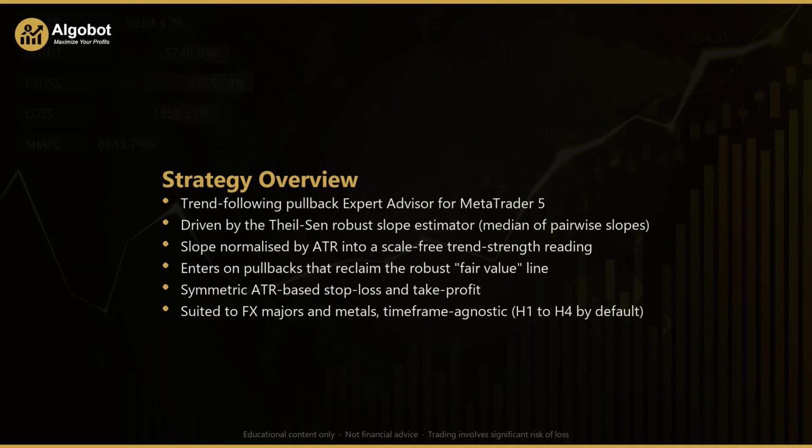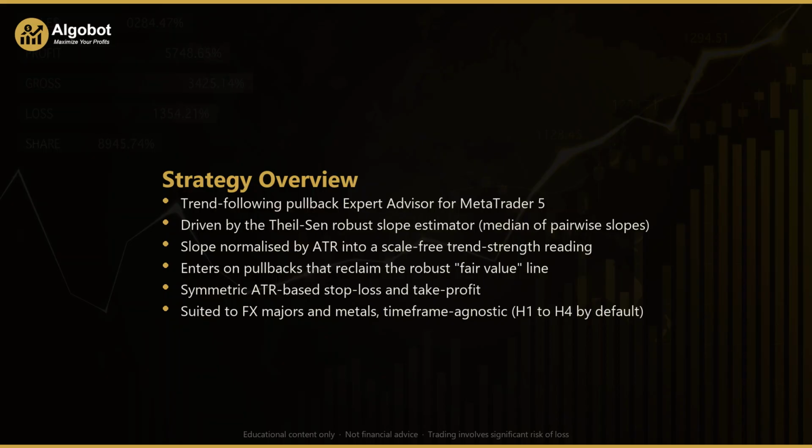That raw slope is expressed in price per bar, which would mean something different on every symbol. So the strategy divides it by the average true range, turning it into a scale-free reading, roughly the fraction of an ATR of net drift per bar. This lets the very same settings behave consistently, whether it's running on the euro against the dollar, on gold, or on an index.